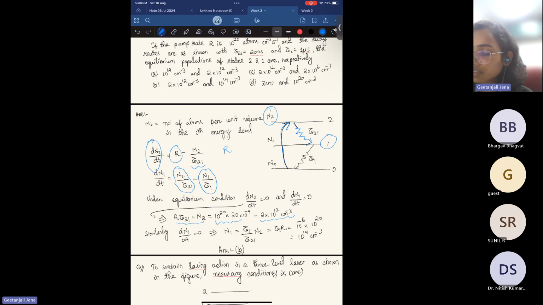And for the first level, dN1 by dt is 0. So that means N1 is tau 1 divided by tau 2 to 1 times N2. And N2 by tau 2 to 1 is nothing but R. So this means tau 1 times R. R is given, tau 1 is given. You just find the population of N1, which is 10 to the 14 per centimeter cube. So this is how you can find the equilibrium population of levels 2 and 1.